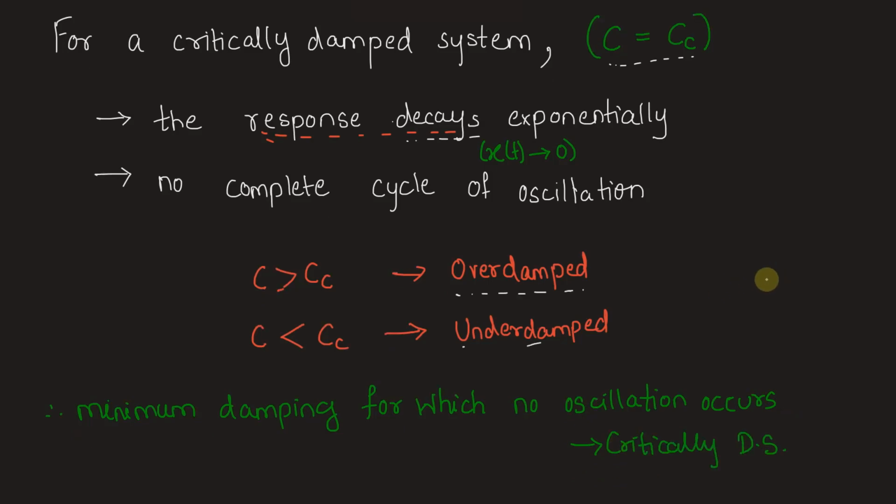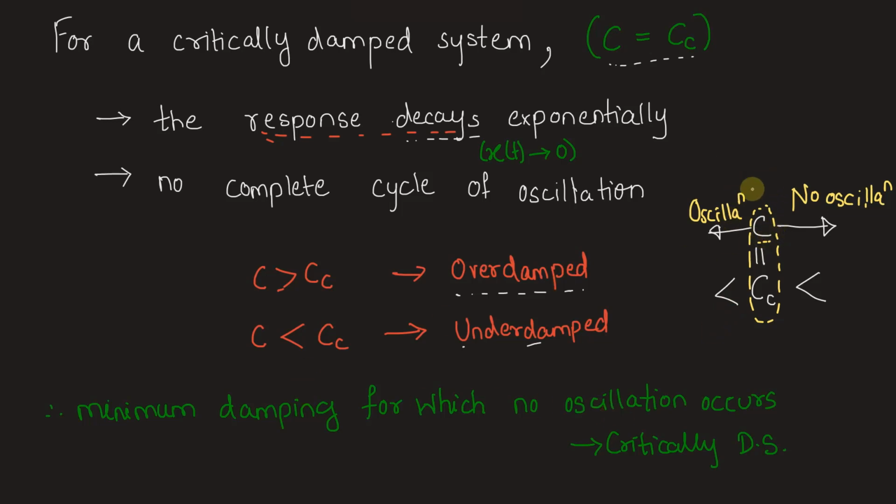So let's say if we compare the critically damped system where Cc is equal to C, any value of damping constant which is to the higher side of the critical damping, there is anyway no oscillation, while on the decreasing side where the damping constant of the system will be less than the critical damping, there will be oscillation. And that is why for this particular system, this damping constant value is minimum. Minimum damping for which no oscillation will occur is called the critically damped system.